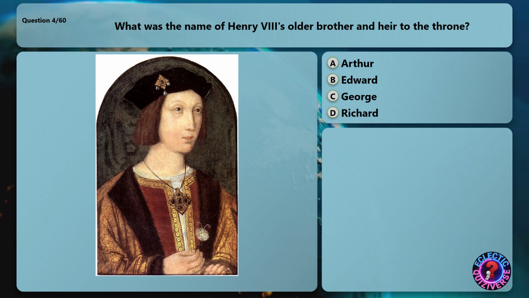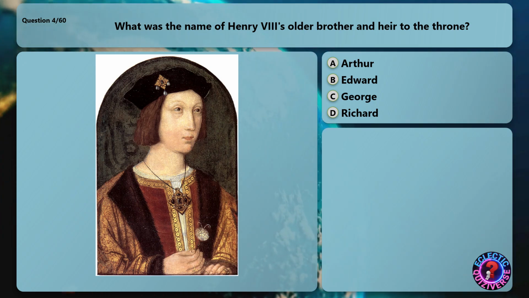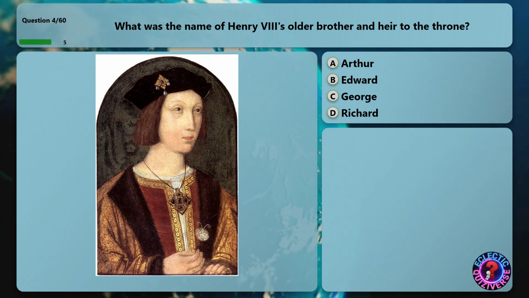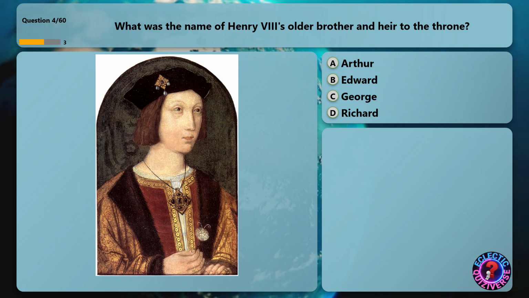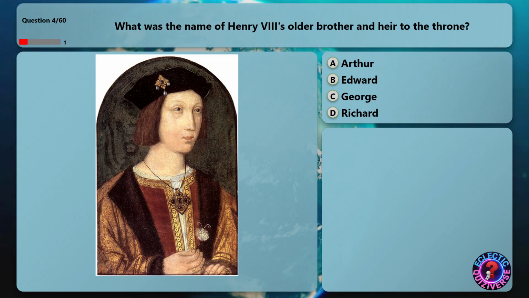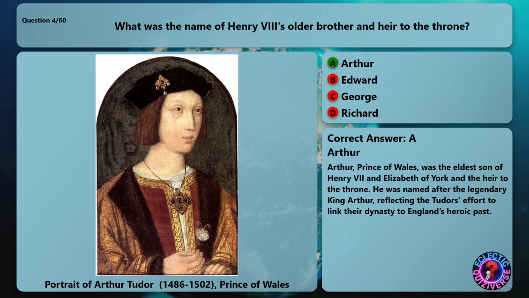What was the name of Henry VIII's older brother and heir to the throne? The correct answer is Arthur. Arthur, Prince of Wales, was the eldest son of Henry VII and Elizabeth of York and the heir to the throne. He was named after the legendary King Arthur, reflecting the Tudors' effort to link their dynasty to England's heroic past.